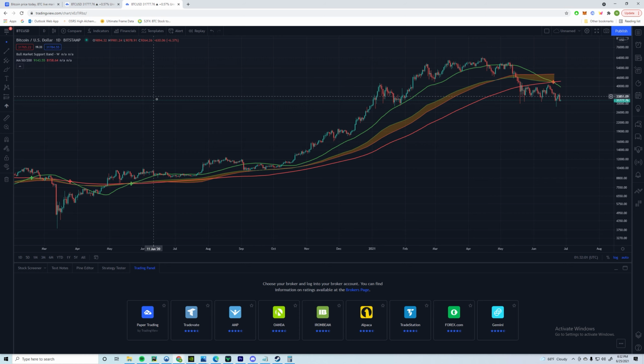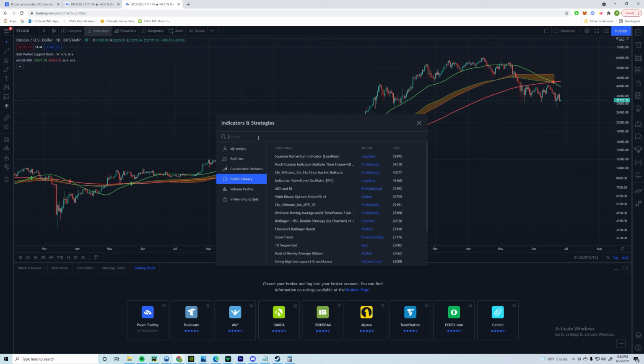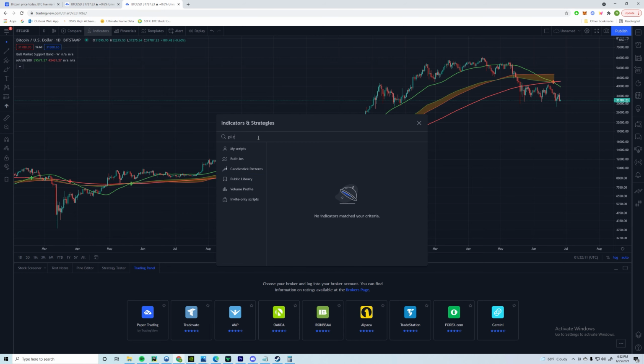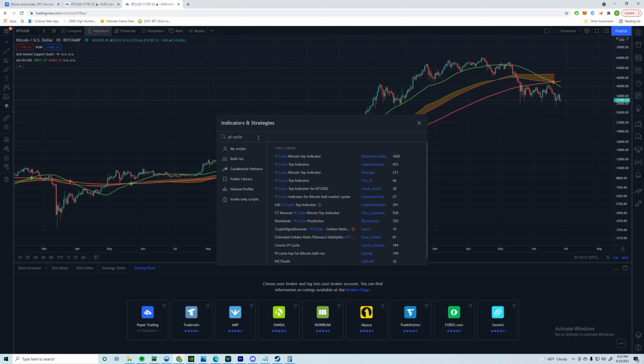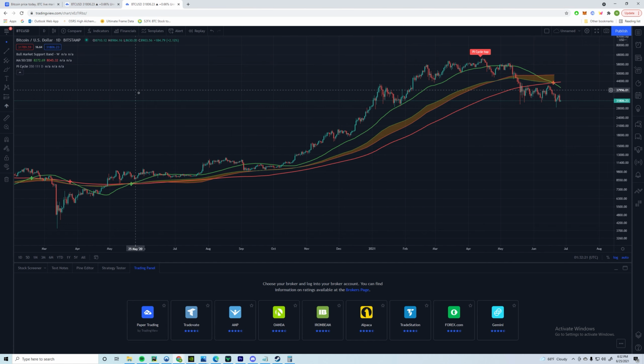For the next indicator that I think that you should all be looking at, we're going to go to indicators, and then we're going to go to public library this time. And then we're going to look for Pi Cycle Top. So we're just going to type in Pi Cycle, and then this one right here by this guy is a good one. So we'll click this one. And now we're going to hide the rest of these here by clicking the hide button.